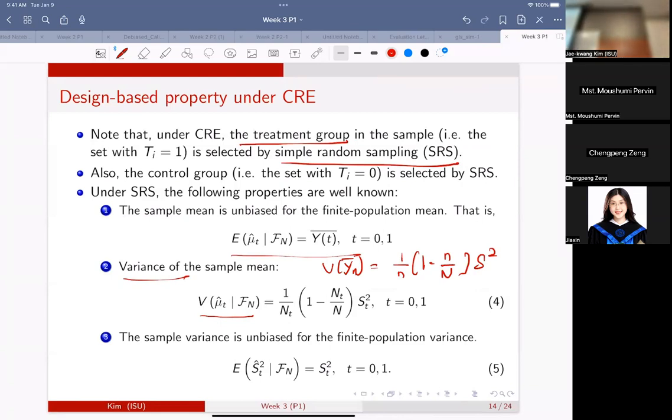And also, the third part is the sample variance is unbiased for the finite population variance, which is this one. Okay, so these 3 properties we already covered in the class, so we can use them. Okay, so that is actually the fundamental, key idea of Neyman's randomization approach to causal inference.